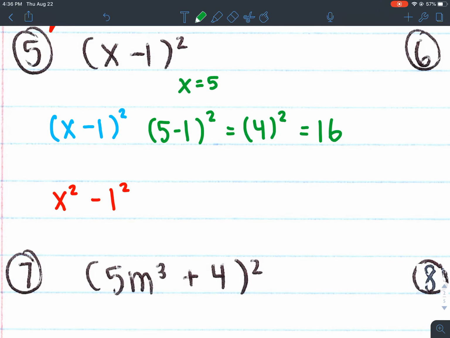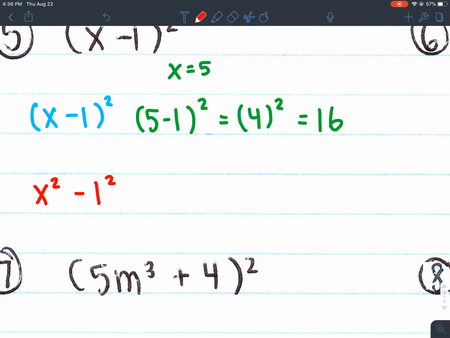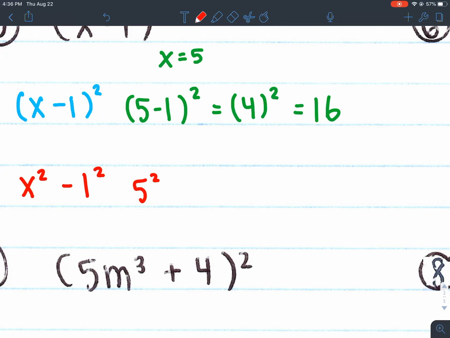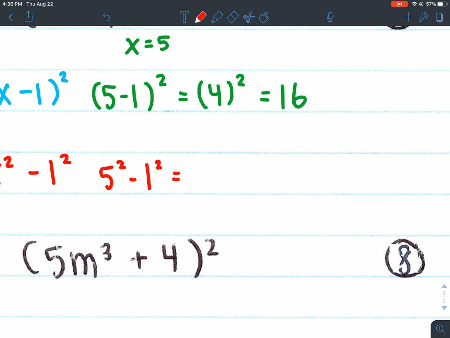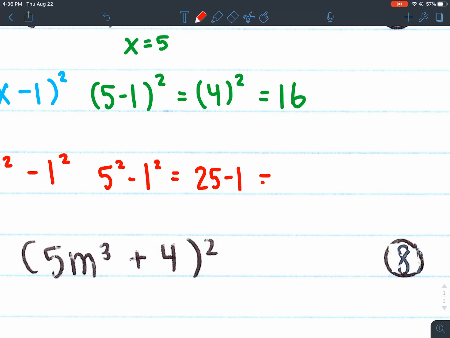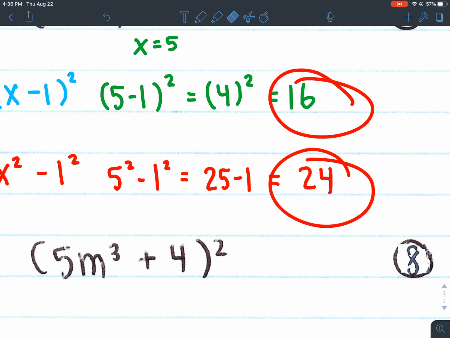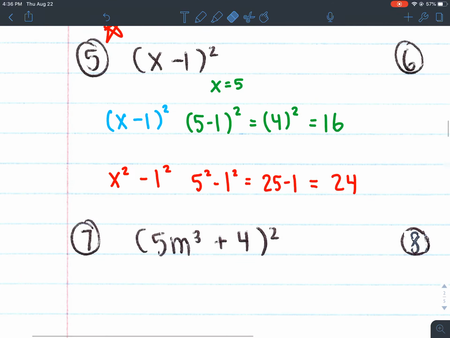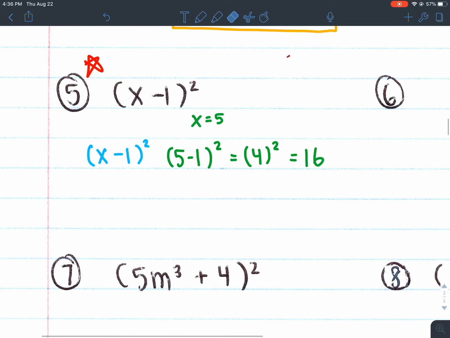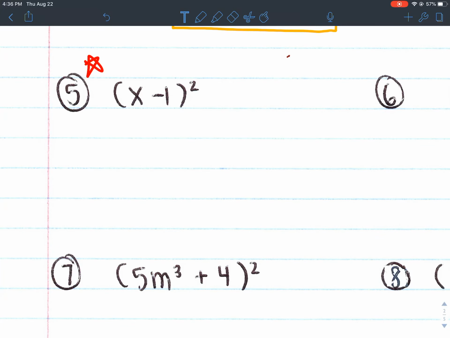Now let's test it the other way. Let's see if the other way is correct. 5 squared minus 1 squared. Well, that equals 5 times 5, which is 25, and then 1 times 1, which is 1. So 25 minus 1 is what? 24. Are 16 and 24 the same thing? No, they're not the same thing. So that means that the red way is incorrect. So you're never going to distribute.